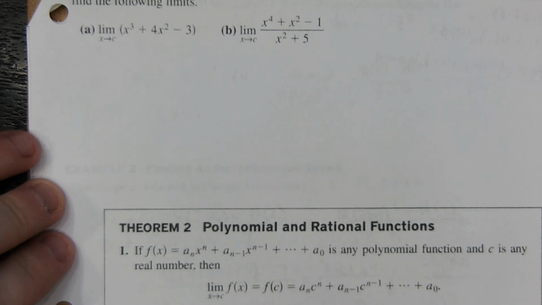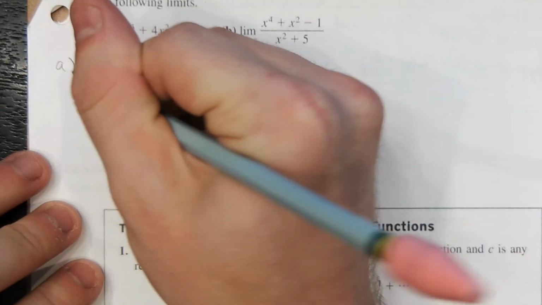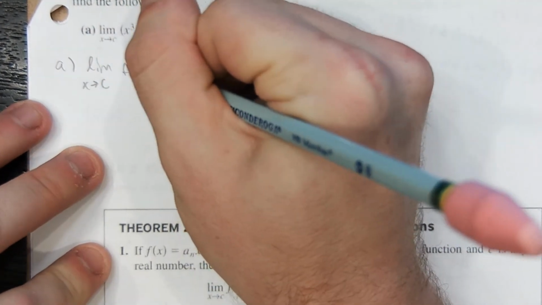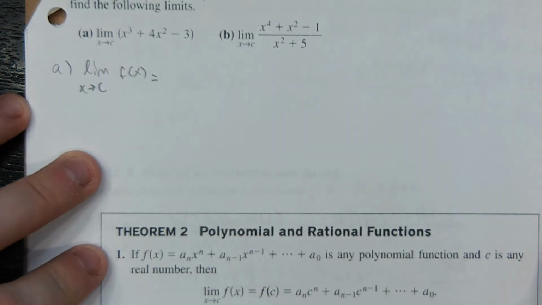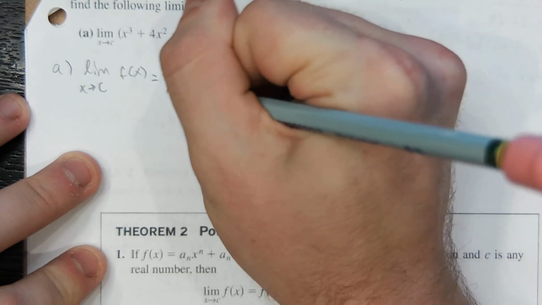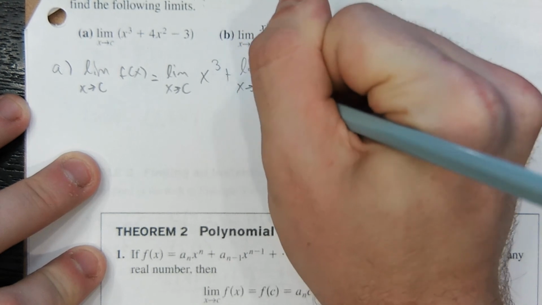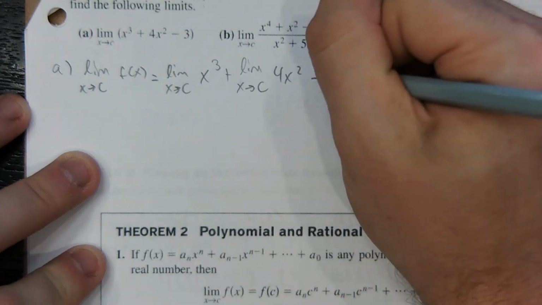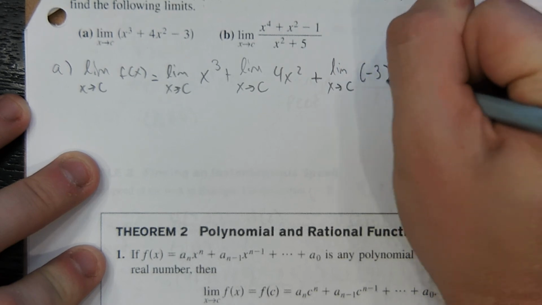It's got some exponents. So what we're going to be doing is combining the power rules and the sum and difference rules for A. The limit as x approaches c of f of x, we're calling this f of x, by the way, is, let's split it up. The limit as x approaches c of x cubed plus the limit as x approaches c of 4x squared, plus, excuse me, the limit as x approaches c of -3. There's my minus sign right there.